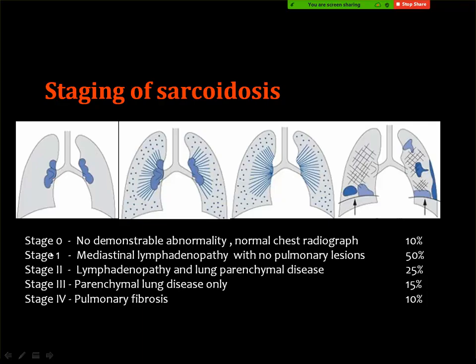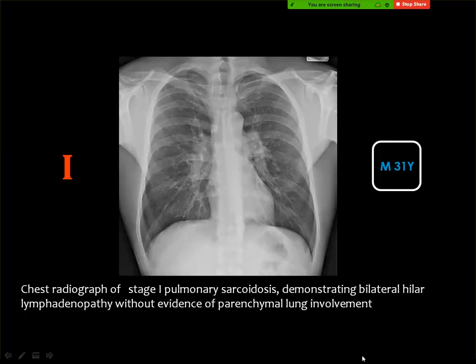Stage 0, normal chest X-ray. Stage 1, only mediastinal lymphadenopathy without lung changes. Stage 2, lymph nodes and lung changes. Stage 3, lung changes without lymph nodes. Stage 4 is pulmonary fibrosis, similar to any case of pulmonary fibrosis. This is known as end-stage lung or end-stage sarcoid disease.